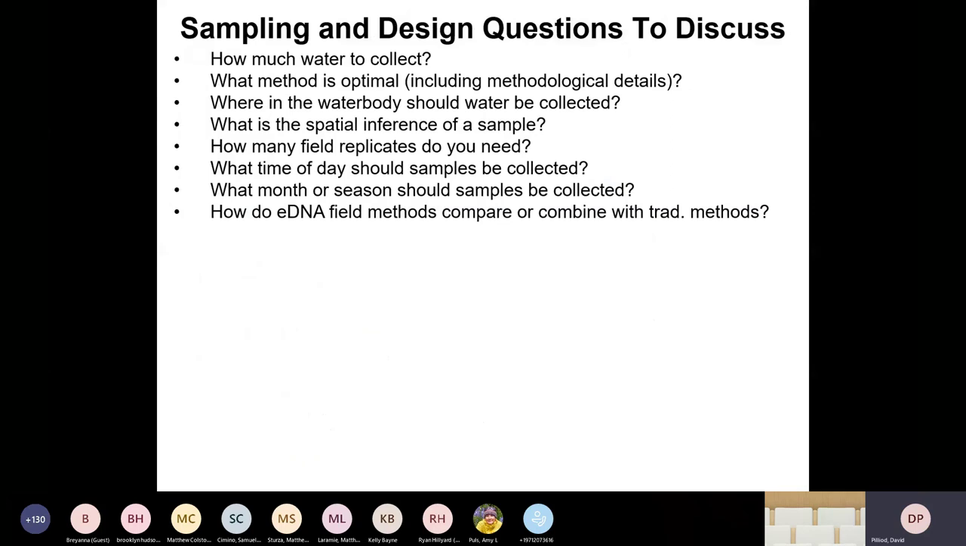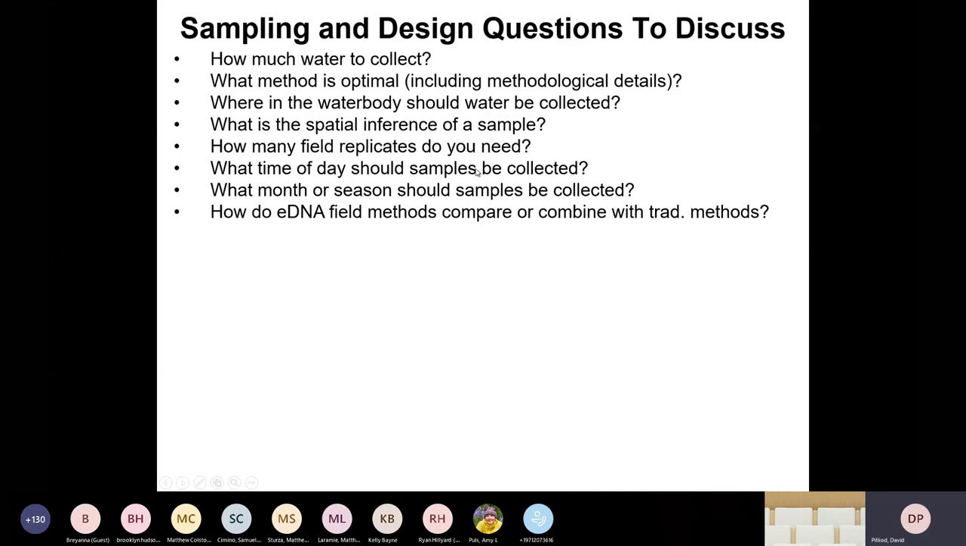So a couple of sampling and design questions to discuss with your colleagues or with the lab that you're working with. How much water should you collect? What method is optimal, including some of the details of those methods, like filter type, filter material, pore size? Those aren't trivial. Where in the water body should water be collected? What is the spatial inference of a sample? You know, if you take a sample in one location, how far away does that represent? The whole water body or just 10 feet away?